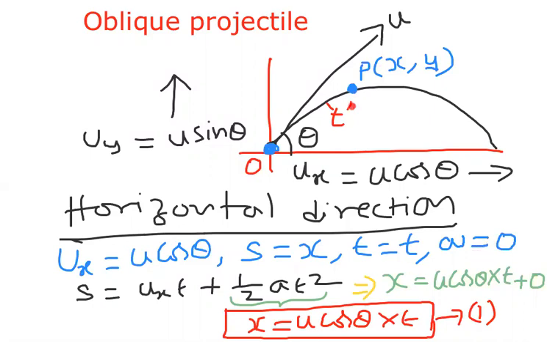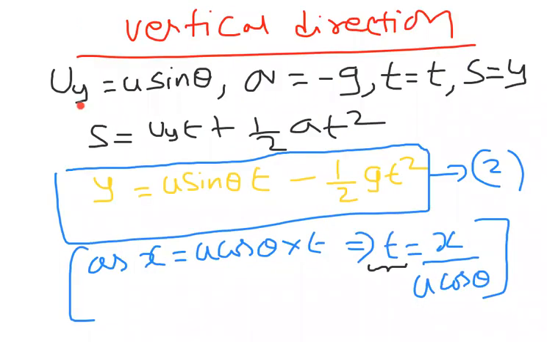Acceleration is 0 in horizontal. The gravitational force acts in the vertical direction, so there is no acceleration in horizontal for a body in air. So I kept acceleration 0. In the formula s equal to ut plus half a t square, acceleration 0 gives the expression x equal to u cos theta into t. This is the horizontal direction information. Next we discuss the vertical direction. Uy is u sin theta. Acceleration is minus g, as the body is projected up.